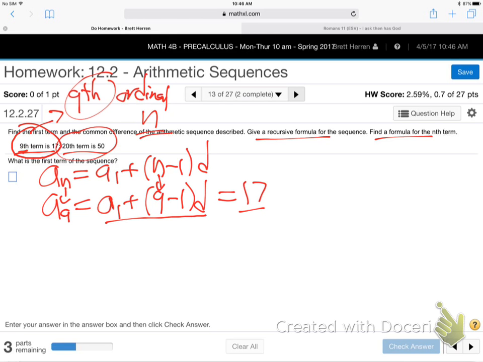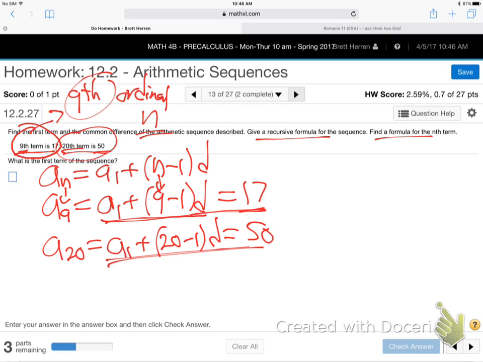20th term is 50, so that's A sub 20. 20 is the ordinal, it's the N, right? 20th is A1 plus 20, again it's N, minus 1D, and that equals what? 50. The 20th term is 50, equals 50. So you see what I got here with these two? 2 equations with 2 letters. What are the 2 letters? A1 and D. A1 and D are my 2 letters, which I don't know, I want to find, and I've got 2 equations with A1 and D. I can solve 2 equations and 2 unknowns.